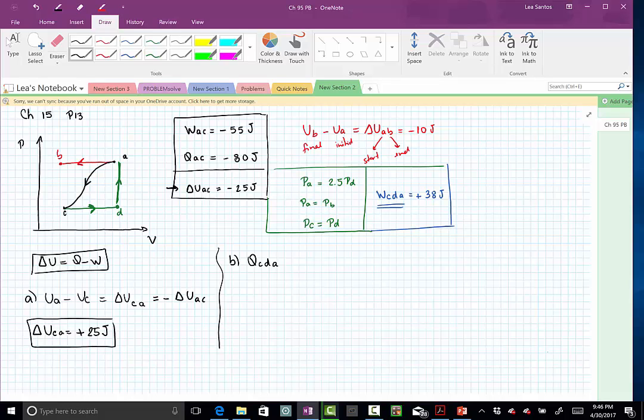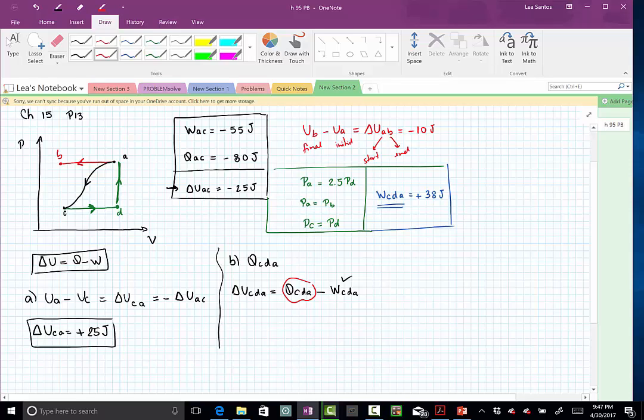I'm going to go for the first law. I'm going to use that delta U CdA is equal to QCdA minus work CdA. This work I have. What I want to find is the Q. Do I have the delta U CdA?